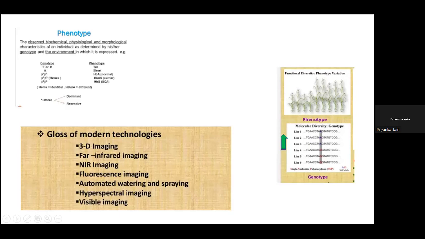So this is a very basic example of an SNP: what an SNP is, how it is different, and what effect it causes in the phenotype. This is a very basic example. We will study it in depth in our further classes.